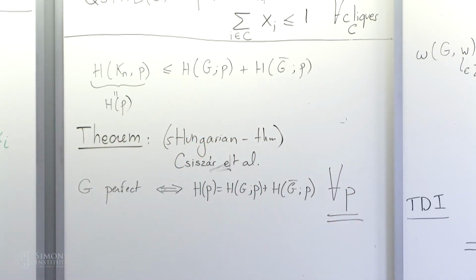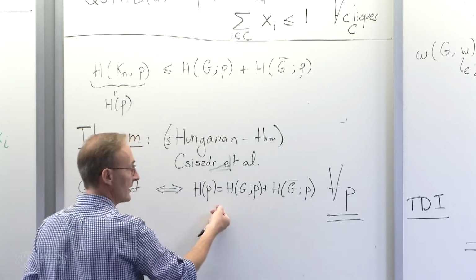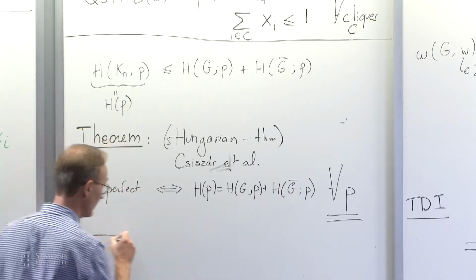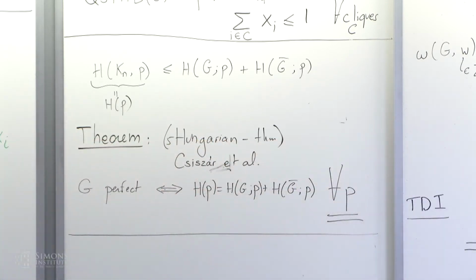So again, you can compute this easily. If the graph is perfect, you can replace it here with theta of G, and so you get a semi-definite program with a convex objective function. The problem is that for some P, again, you might be unlucky, and you might have equality even though the graph is not perfect. So that's another little result that would indicate that maybe semi-definite programming could be used to decide if a graph is perfect.